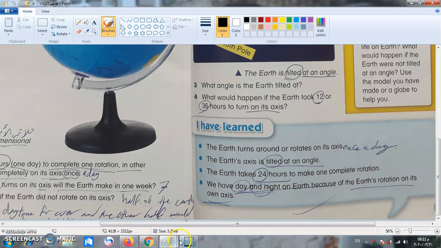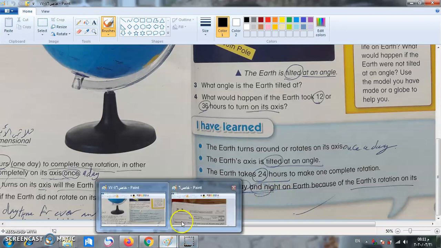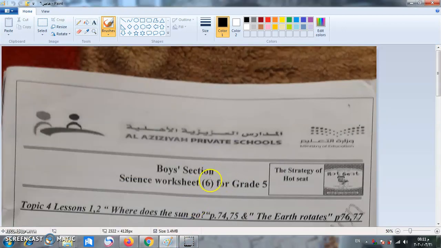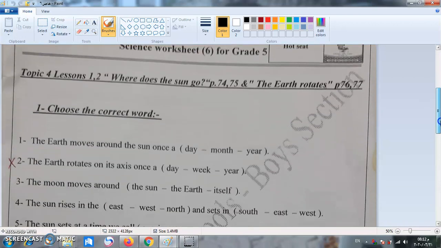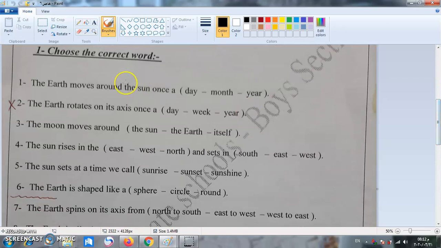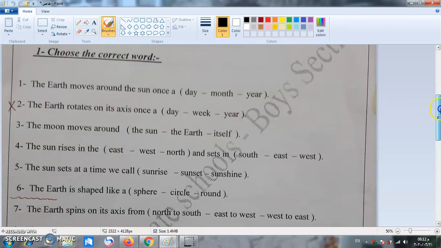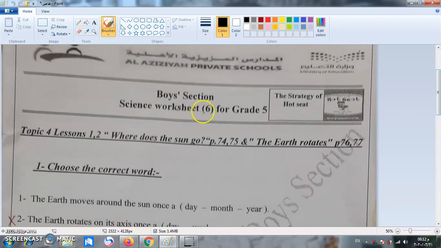Now let's go quickly to our homework in the booklet, page 6, worksheet number 6, okay? We discussed this part, from 1 to 6 except number 2, in the last lesson. The lesson before was all about where the sun goes. But now our lesson today, the earth rotates, is on pages 76 and 77.